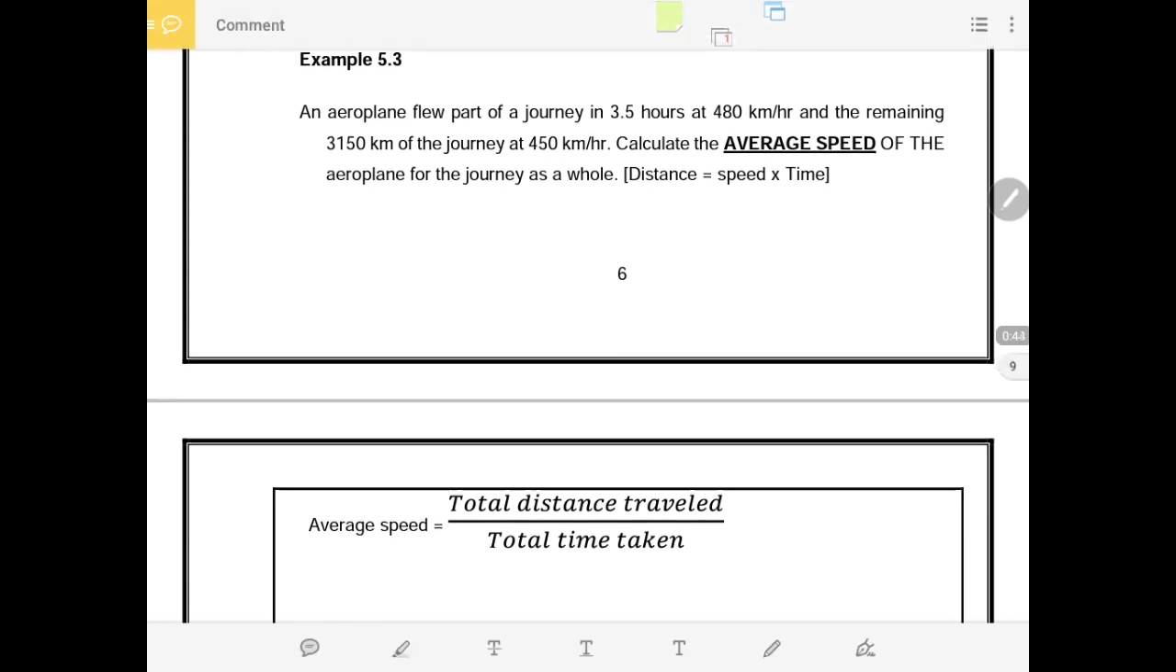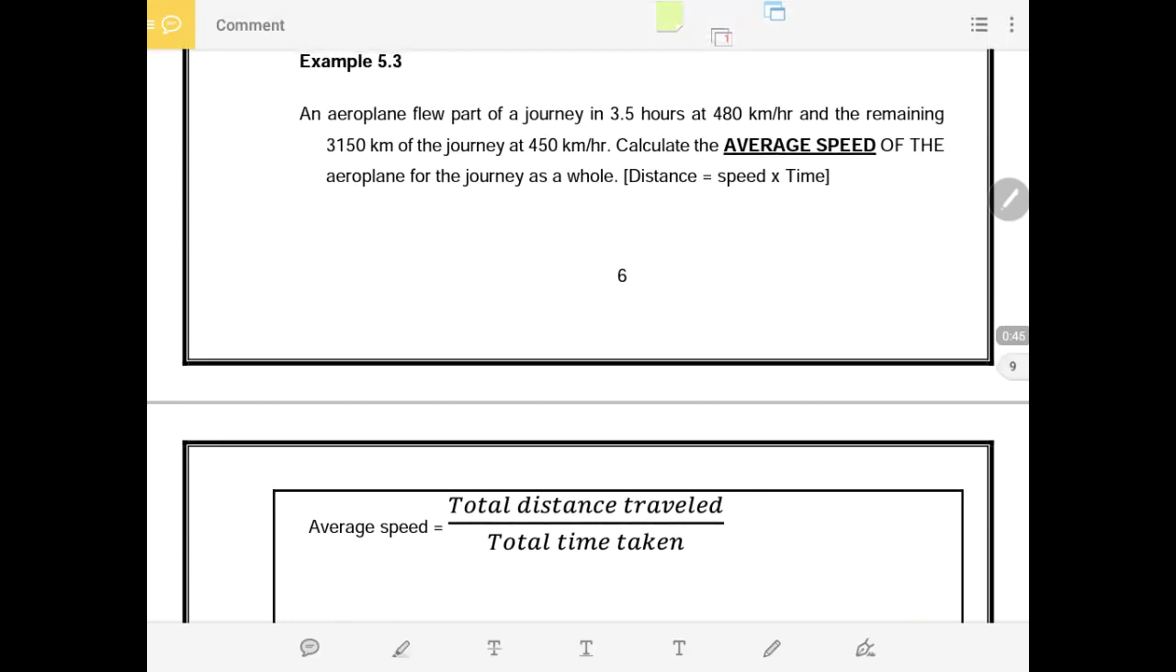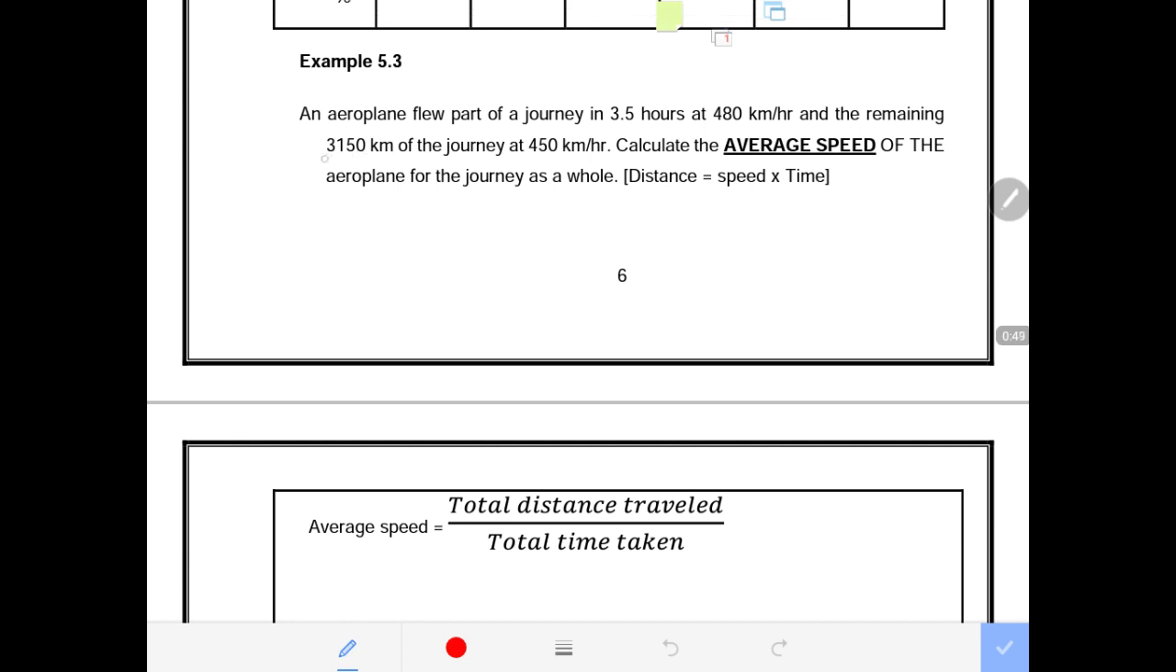We don't know the time this aeroplane traveled 3,150 kilometers at 450 kilometers per hour, and we are required to calculate the average speed of the aeroplane for the journey as a whole, where distance is equal to speed times time. We are given the formula that guides us: average speed is equal to the total distance traveled divided by the total time taken.